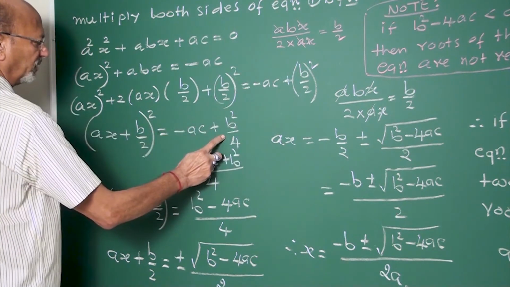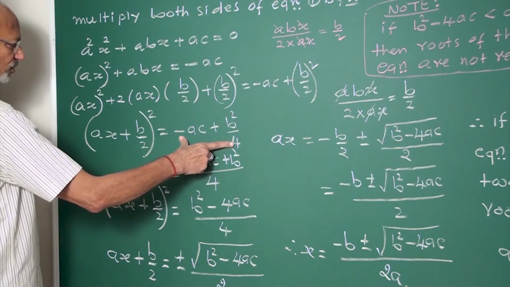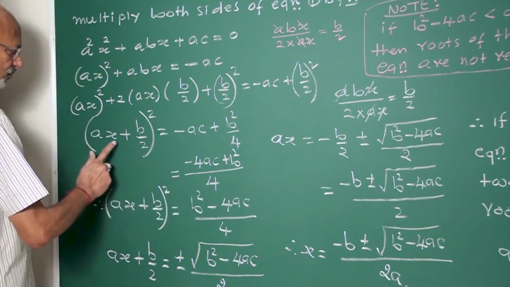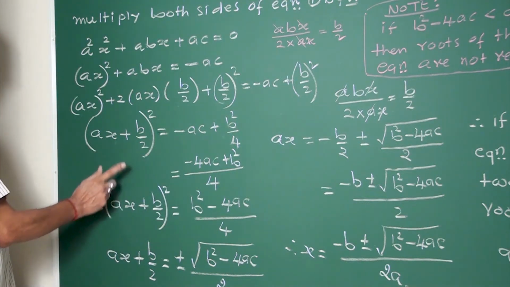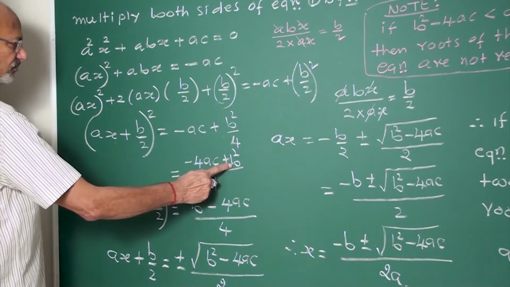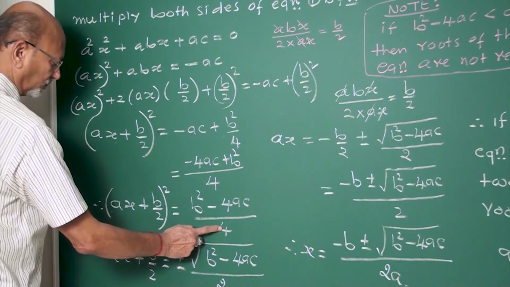Simplify B square by 4. RHS: minus 4AC plus B square upon 4, which is LHS. Therefore, AX plus B by 2 the whole square equals B square minus 4AC upon 4.